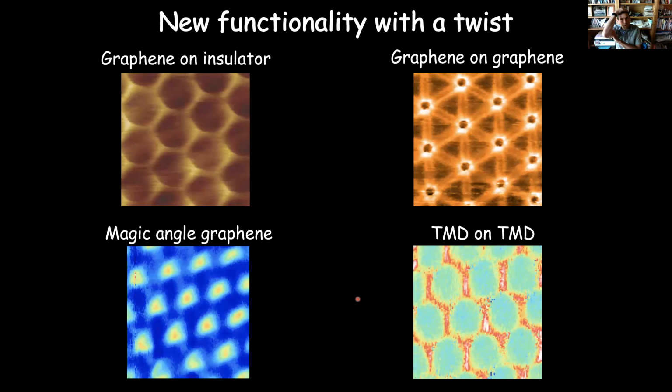And so what I want to do during the rest of the talk is to try to talk about 4 different types of measurements. What they all have in common is that we're going to enable new functionality by using the twist angle between the materials. So we're going to control not only which materials we stack together, but also the relative orientation between the different materials, and see how that can affect the functionality of the heterostructure.